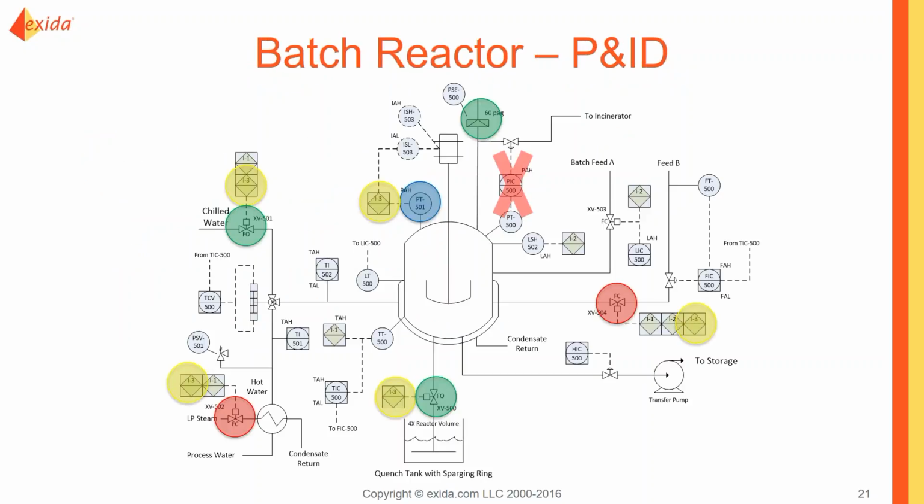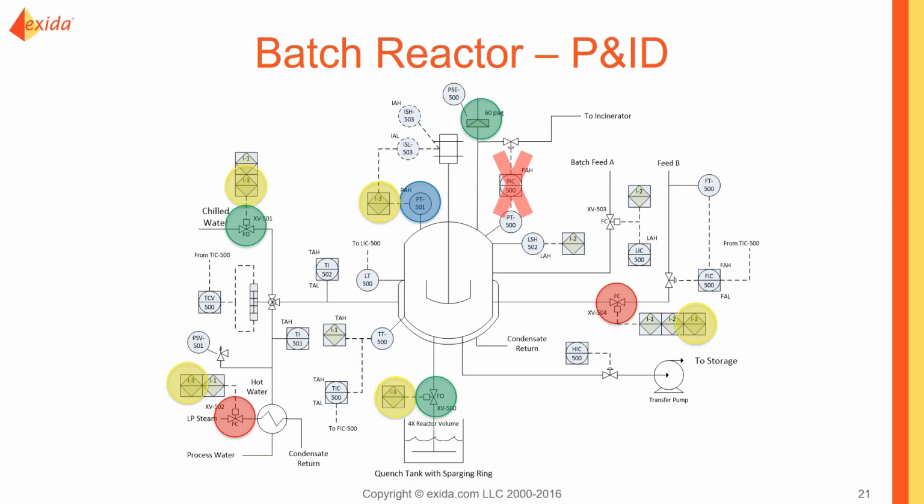So in the case of high pressure, this would happen in this sample problem if the PIC 500 did not work, and your vent valve to the incinerator is blocked. In this case, your PT 501 would sense that your pressure in the reactor is too high. This would enable interlock 3, which you can see in yellow.